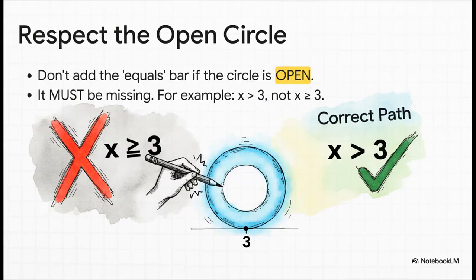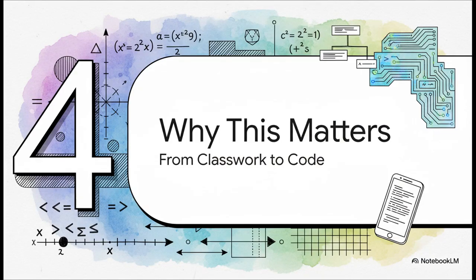And the other quick tip is super simple: respect the open circle. If that circle is not filled in, do not put that equals bar underneath your symbol. That boundary point is not invited to the party. No bar, that's it.